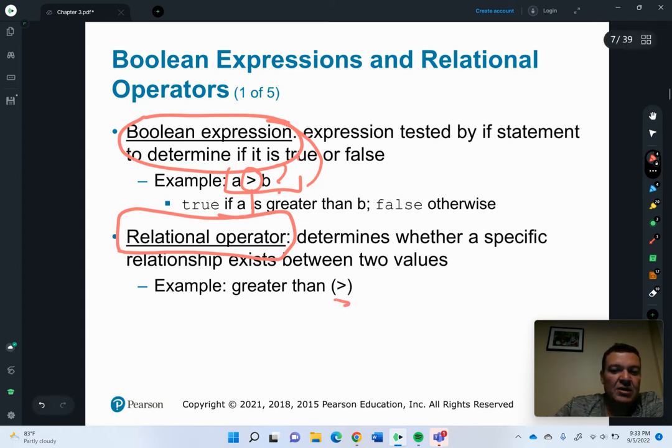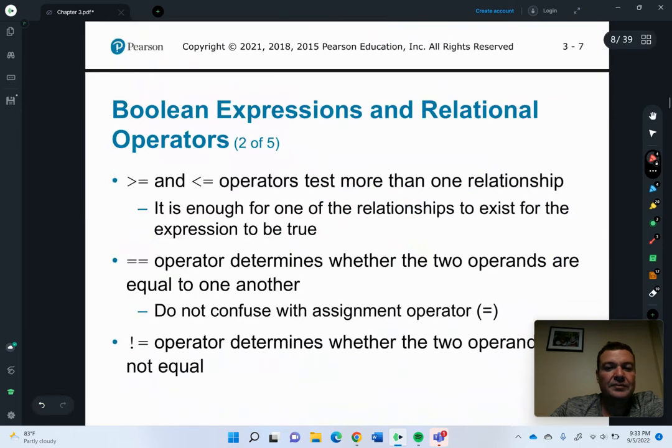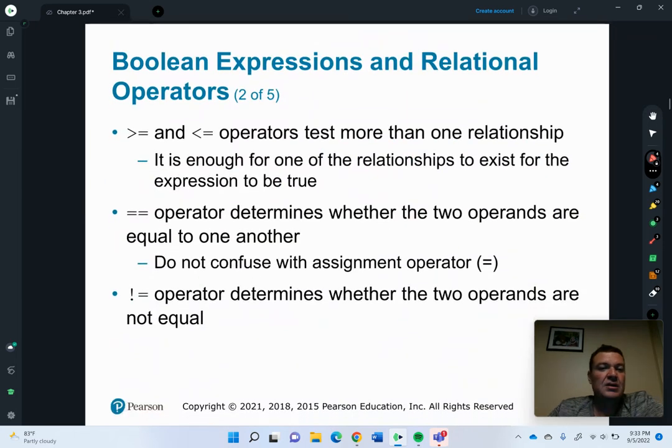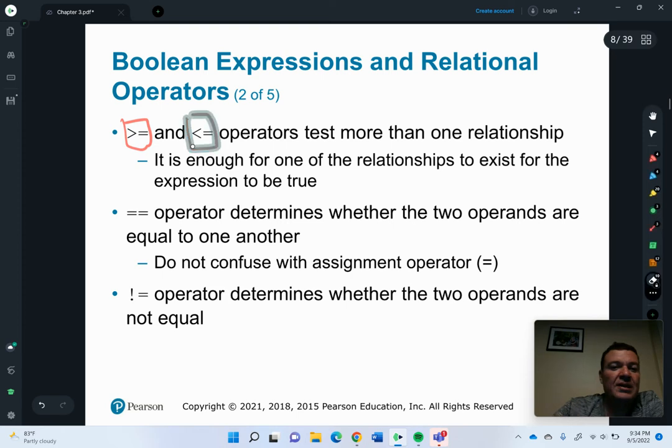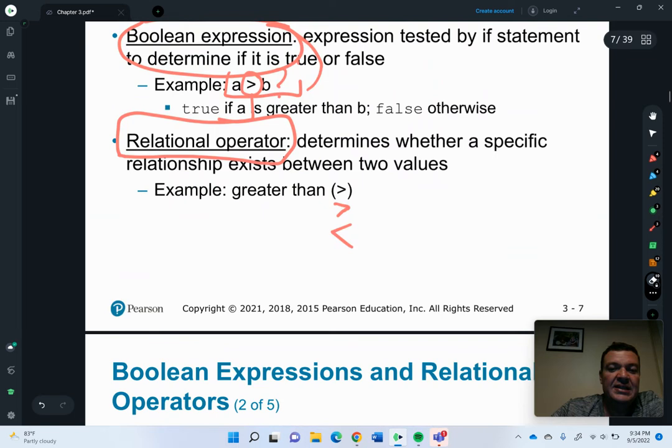It determines whether a specific relationship exists between two clauses. So, as we know, that's greater than. We are familiar with less than. Well, let's talk about a couple more. So we have Boolean expressions and relational operators. This one says, is it greater than or equal to? And this one is less than or equal to. Again, it's important to understand what the difference is between these operators.